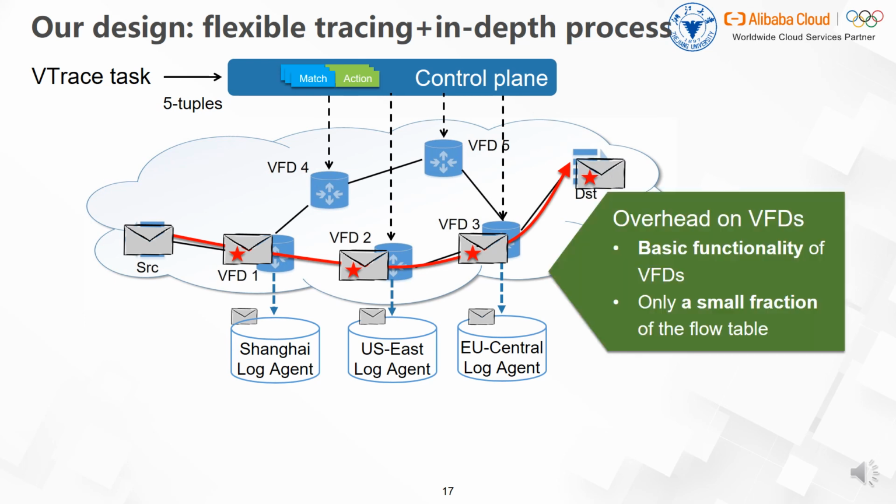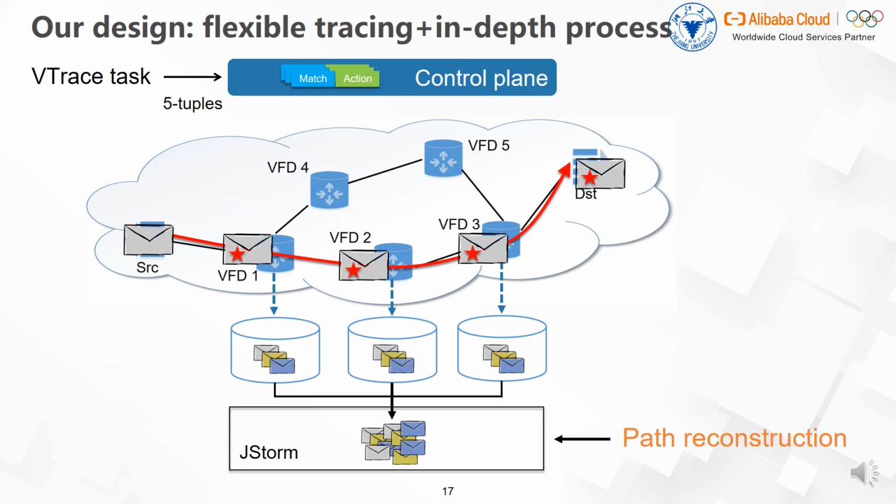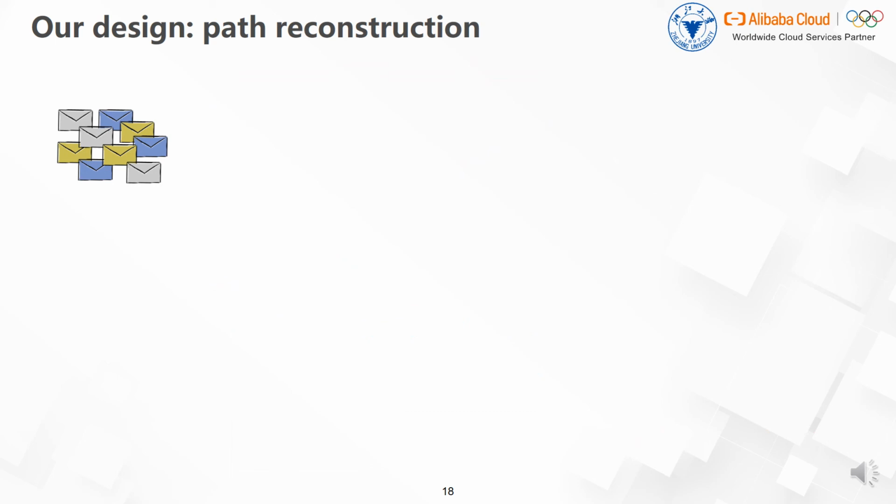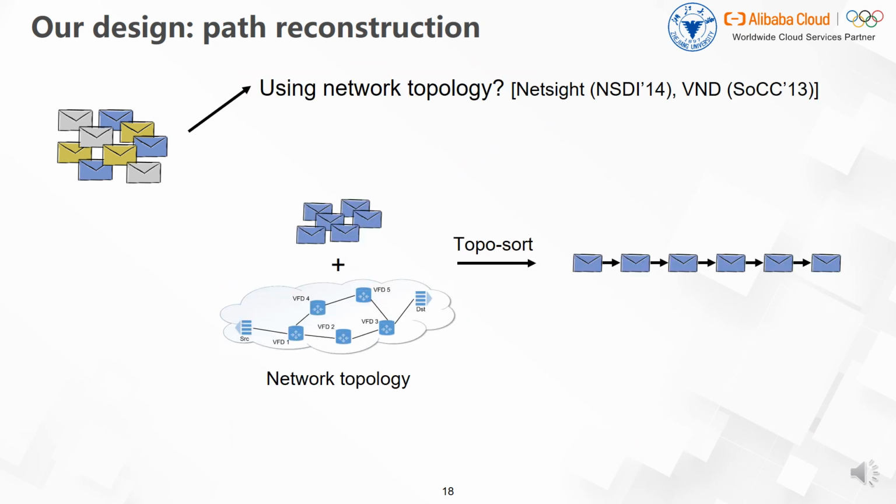It should be noted that such a design leverages the basic functionality of VFDs and only occupies a small fraction of the flow table resources. With all these logs generated, the next step is to reconstruct the path of packets. A typical solution for path reconstruction is to sort these logs with network topology, which is useful.